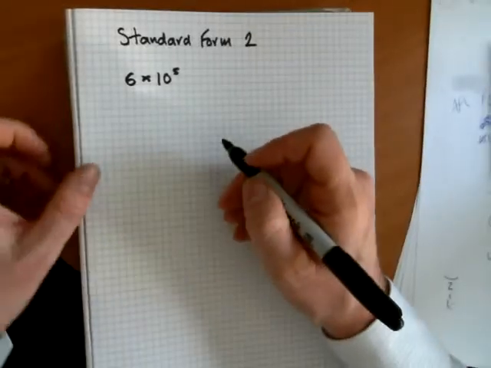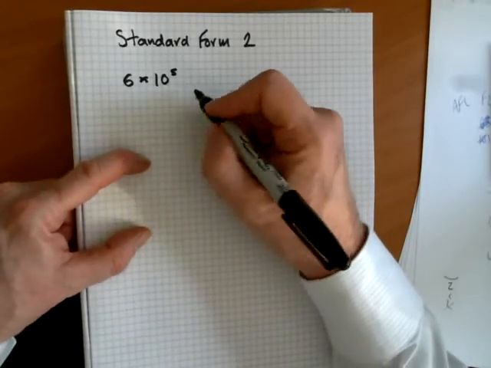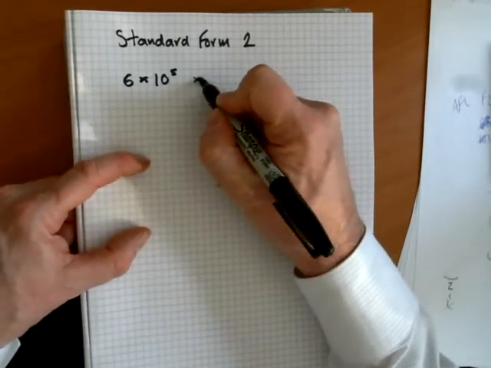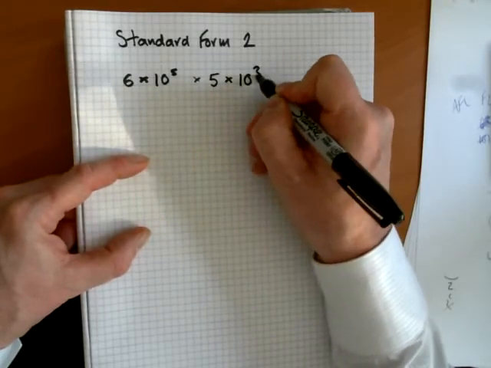To look at some more standard form calculations. Again, I'll wait for the autofocus to calm down. So I'm doing 6 times 10 to the 5 times 5 times 10 to the 3.